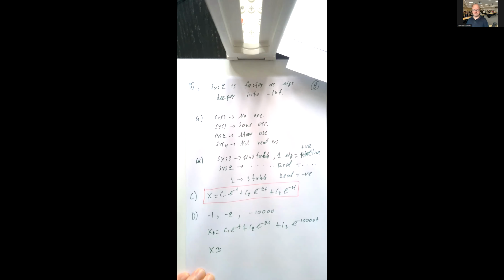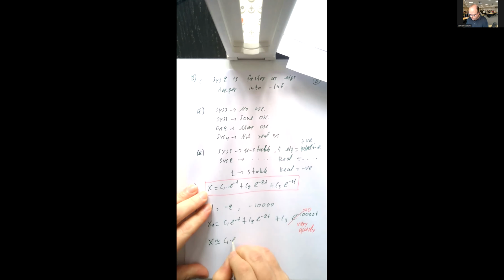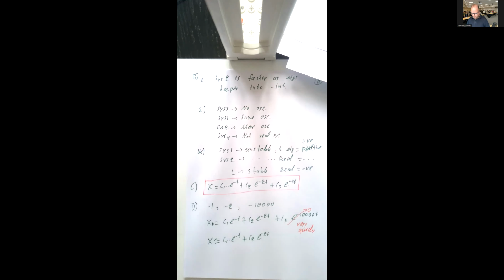So I want to approximate this. Okay, so this is the symbol to approximate. Now, if you see these three terms, say at t equals 0.1, this will be non-zero, this will be non-zero, but practically this term will be zero, meaning that this term will be extremely faster than these two. So effectively, this will become zero very quickly. So the approximation here is going to be C1 e to the -t plus C2 e to the -2t. And this is my solution.